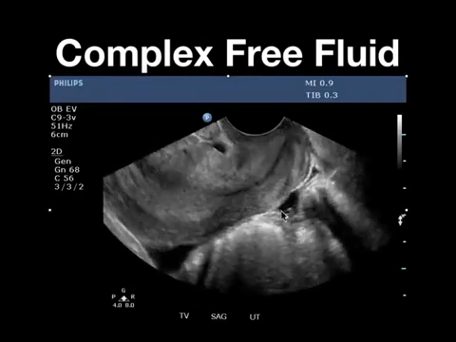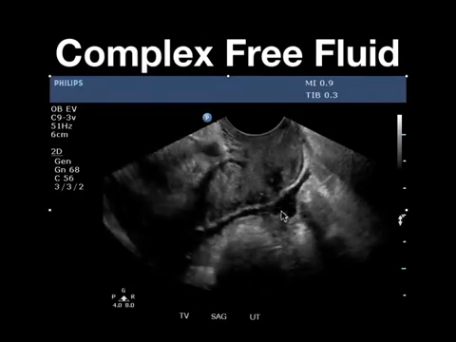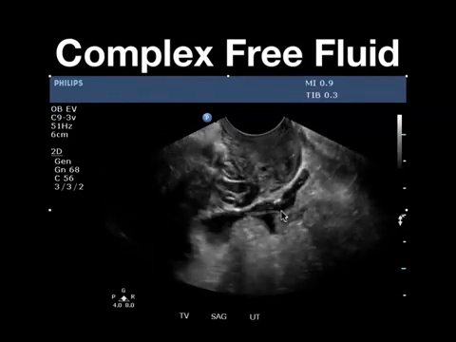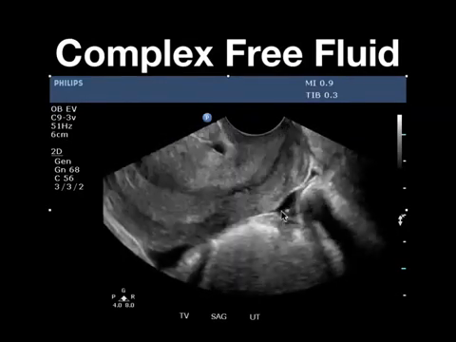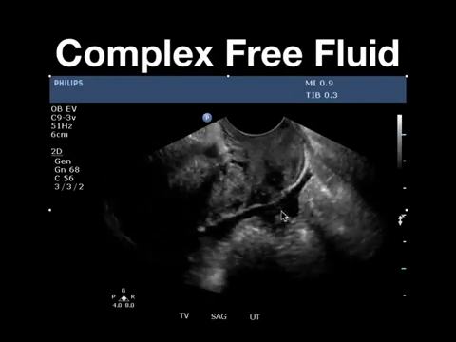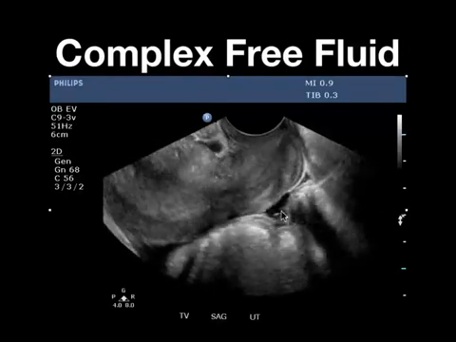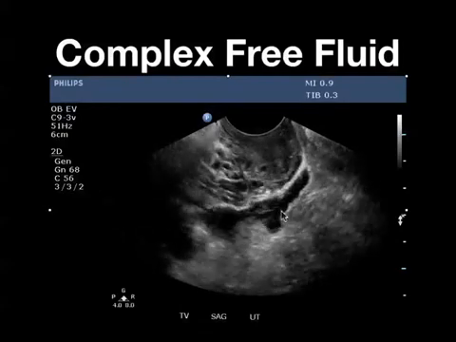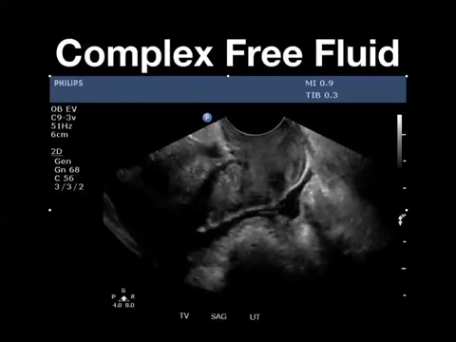In a non-pregnant patient who is febrile, remember, ultrasound cannot differentiate between purulent debris and hemorrhage. So a patient with a temp of 102, 103 who comes in with symptoms of a TOA, this could be pus. So just keep that in mind.